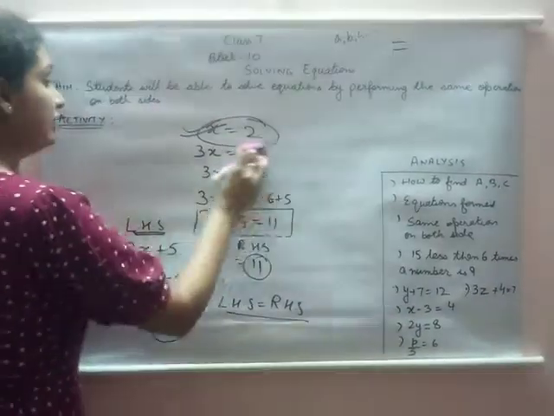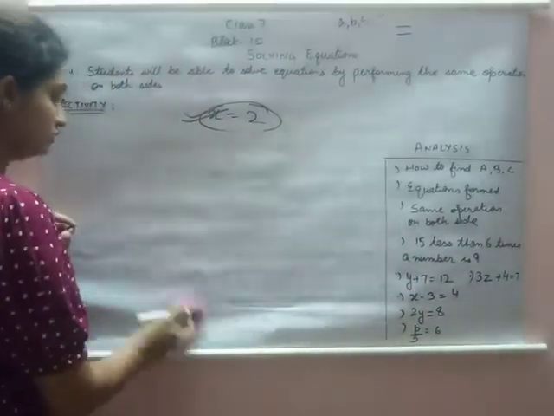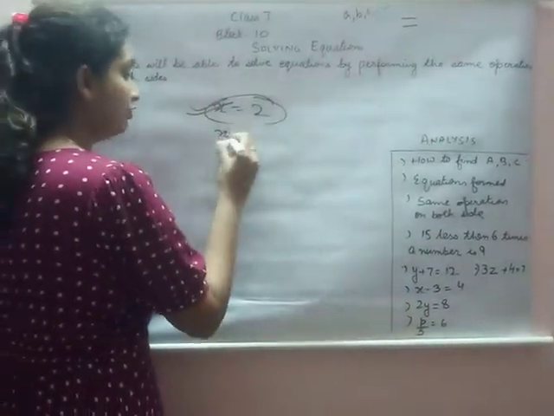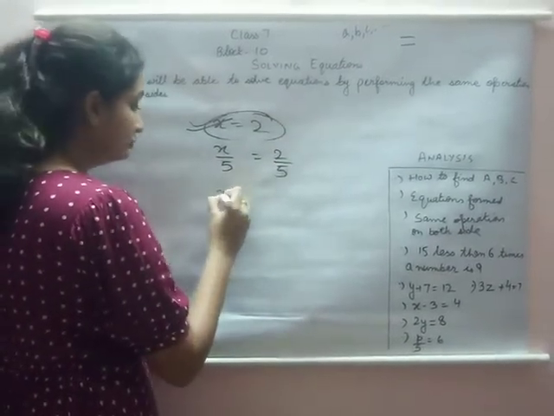If with the same solution I have to frame a different equation, how can I proceed? This time I'll divide both sides by 5. Now I'll add 2.